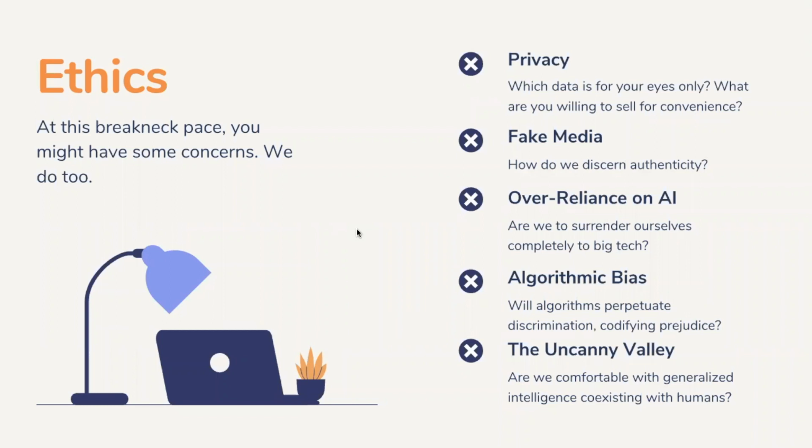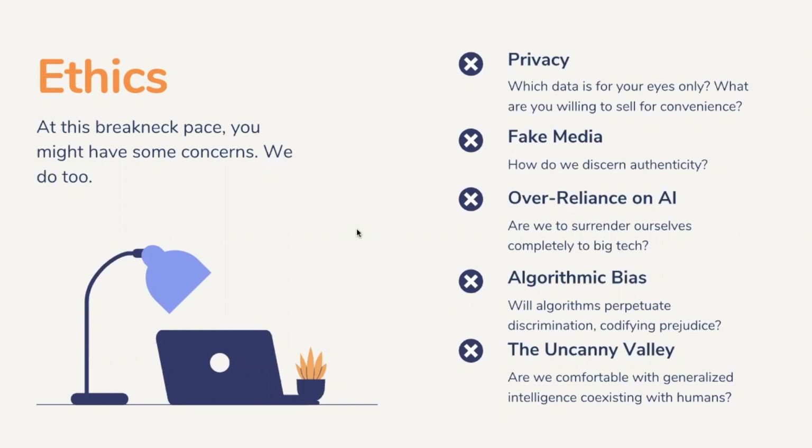And fifthly, there's something called the uncanny valley, which is a phenomenon that describes the uncomfortable feeling that people get when machines act too similarly to humans. With that being said, that brings up a question: are we even comfortable with generalized intelligence coexisting with humans? How would our life change in that sense? And how can we still distinguish machine intelligence from human intelligence?